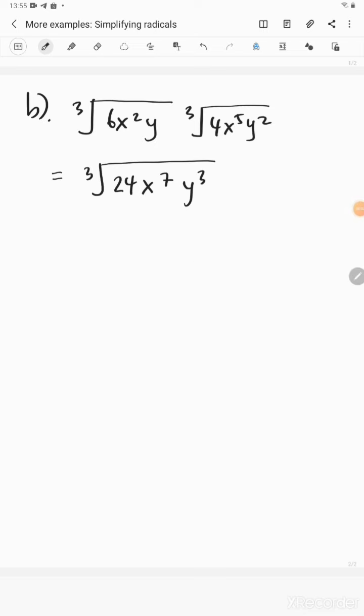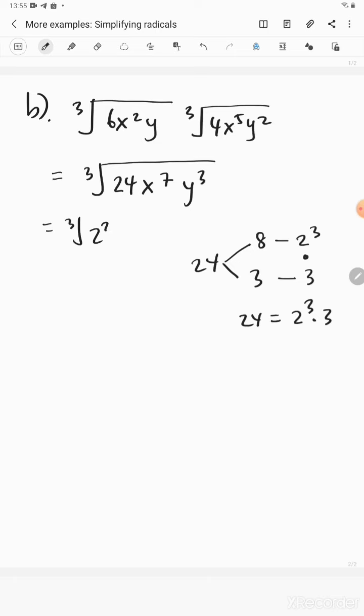Okay, and then we have to think for number 24. This is the multiplication of 8 multiplied by 3. And then we know this is 2 power of 3. Alright, we get 8 and 3. Okay, this means 24 is equal to 2 power of 3 multiplied by 3. Okay, and then we have to put it in the question just now. We get here 2 power of 3 multiplied by 3 multiplied by x power of 6 multiplied by x and then y power of 3.